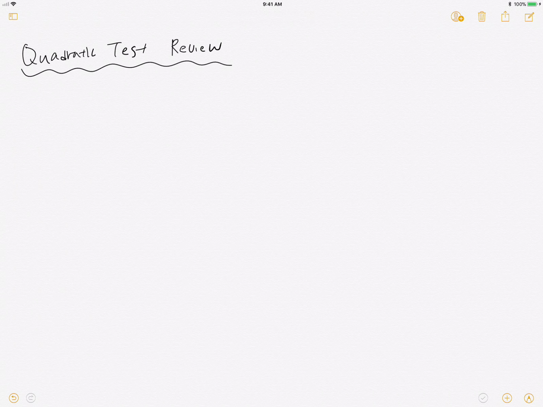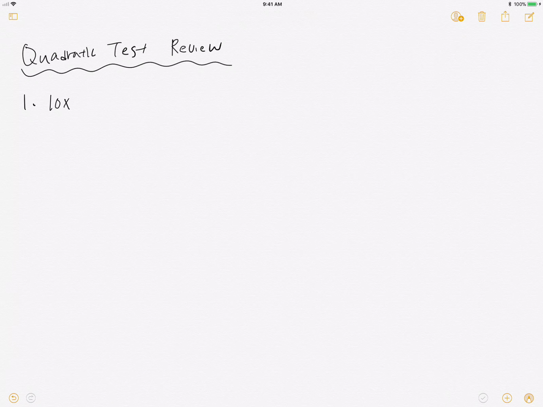Hey guys, this will be the quadratic test review. I will be going over all the questions, including the last question with the word problem. So let's get started. Number 1 through number 6 is about solving quadratics, and it says that you can use any of the three methods that you would like.